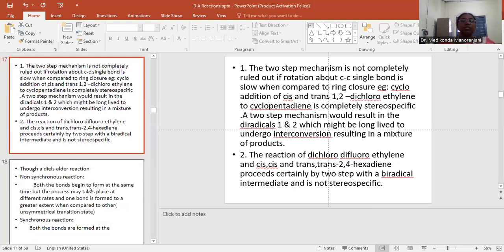If rotation about CC single bond is slow when compared to ring closure, for example, cycloaddition of cis and trans 1,2-dichloroethylene to cyclopentadiene is completely stereospecific. A two-step mechanism would result in diradicals, which might be long-lived, to undergo interconversion, resulting in a mixture of products.